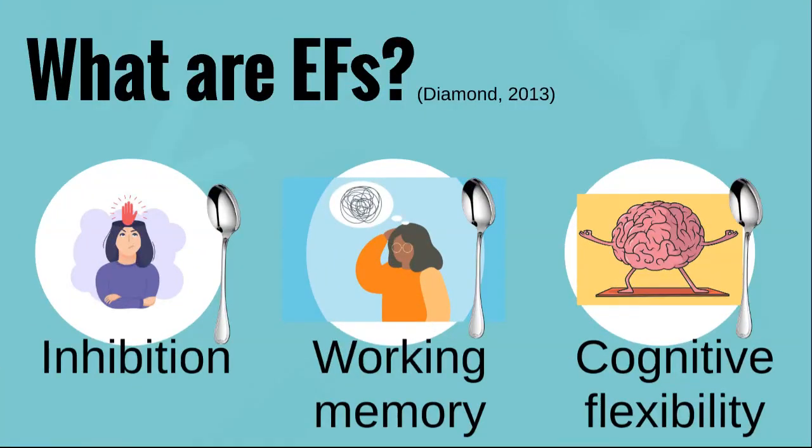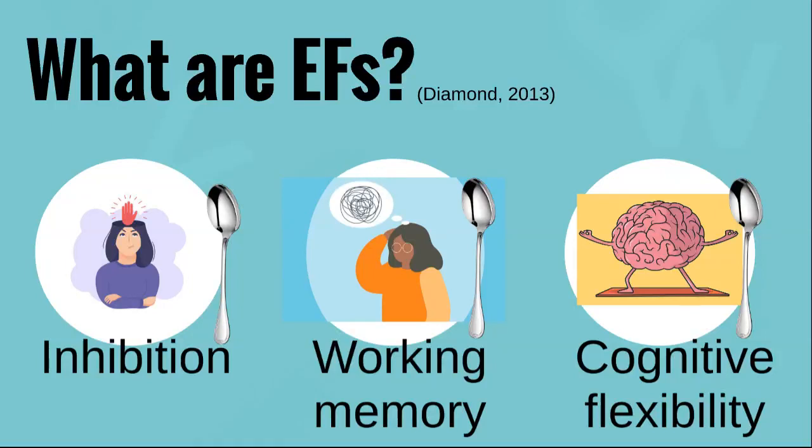So our first question is, what are executive functions? What is executive functioning? There are three core skills and abilities involved in this, and they all work together to contribute to complex, planned, goal-oriented behavior. The three core skills are inhibition, working memory, and cognitive flexibility.